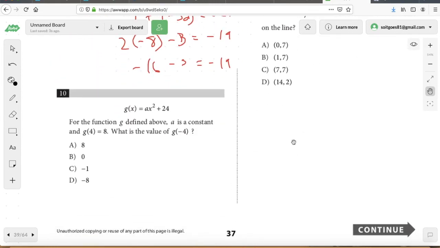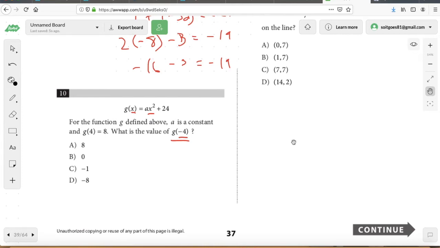For the function g defined above, a is a constant and g of 4 equals 8. What is the value of g of -4? I could spend some time talking about how function notation works, but all you got to know is when they say, what's g of -4, all that means is where there was an x, we're now going to plug in a negative 4 into the function. But we're not going to be able to find that until we know what a is.